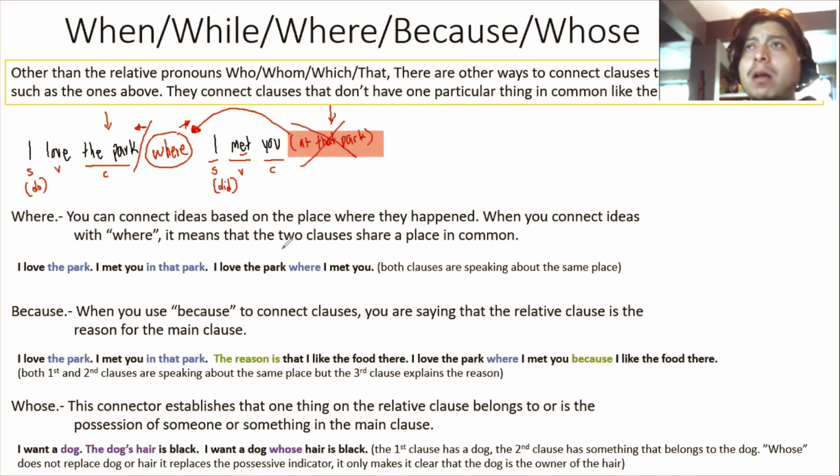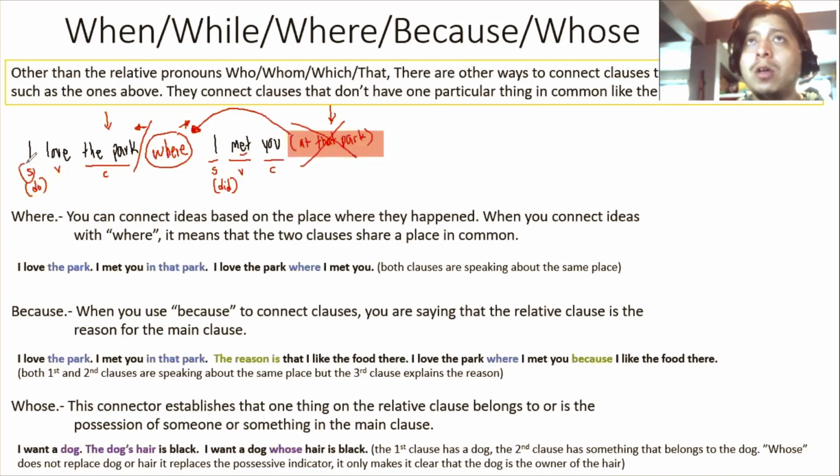I love the park where I met you. Okay, I love the park, and that park is the place where I met you. So we can use where as a connector. Okay, that's pretty much it. That's very, very simple. You have two sentences that have nothing in common. They don't really have anything in common, but the only thing they have in common is that they happened in the same place. So you are using that place to connect the two ideas.